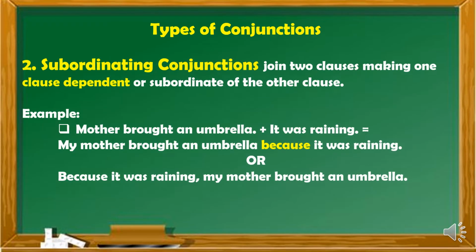Another type of conjunctions is the subordinating conjunctions, which join two clauses, making one a dependent clause or subordinate of the other clause. Example: Mother brought an umbrella, plus it was raining. When you combine the two sentences, this will give you: my mother brought an umbrella because it was raining. Or it can be: because it was raining, my mother brought an umbrella.